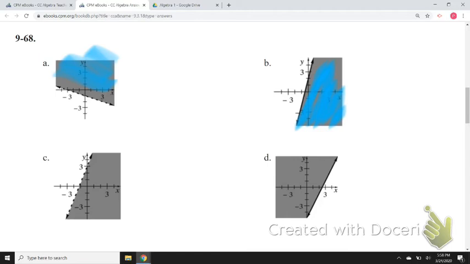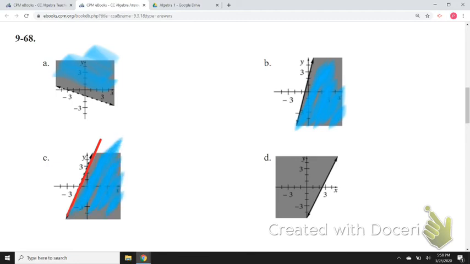And for part C, y is less than 5/2 x plus 3. Again, less than, so if you put your pencil right there and move it downwards, you will notice that this part is going to be shaded.